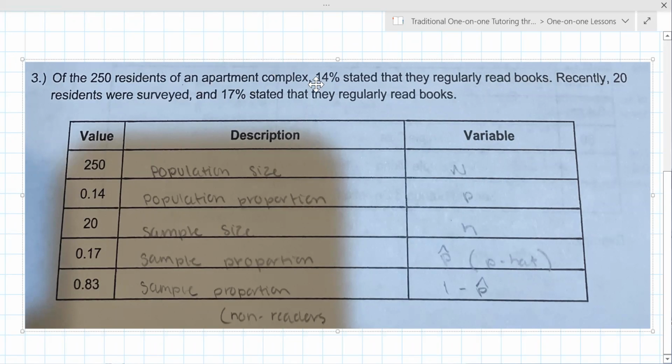But the fact that you see 14%, generally percentages are used for proportions, and you do say that down here. 20 residents were surveyed. That sounds like a sample of people that were surveyed, and 17%, oh, that's another proportion, and so on. So 250 is the population size. That's everyone. Capital N, very important there. Population proportion. They never use the percentages, they're always decimals. So this population proportion is p, little p. And then sample size is little n, lowercase n.